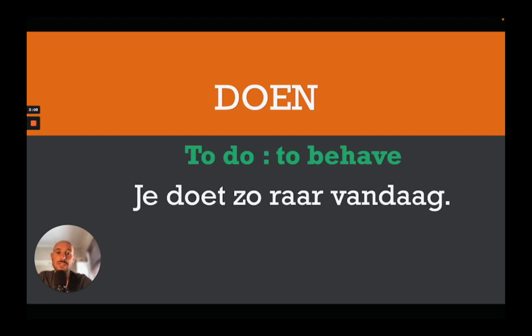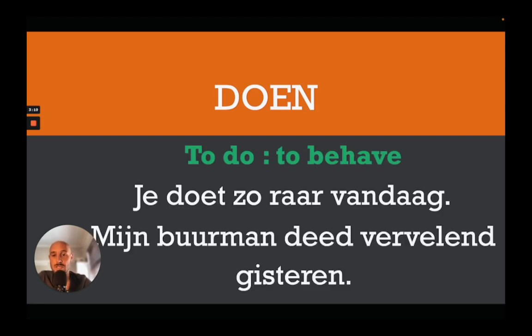We go to the next one, and this one is a little bit more typical, and that would be to behave, alright? Je doet zo raar vandaag, okay? Translated in correct English, you behave so weirdly today, alright? Bad English, you do so weirdly today. Alright, doesn't make sense, but doen can sometimes also be translated as to behave.